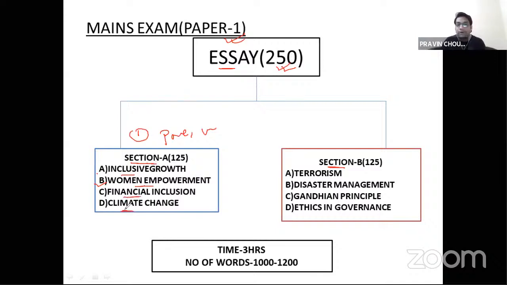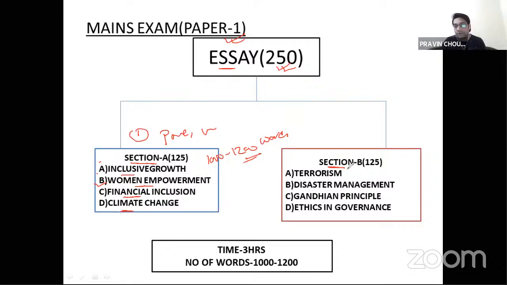So this type of four options will be given in Section A. You have to choose one. If you are very good in financial inclusion and you know the economic terms about financial inclusion, you have very good content to write 1000 to 1200 words. In one essay, you have to write 1000 to 1200 words. So you have to choose one essay out of the four options given in Section A.